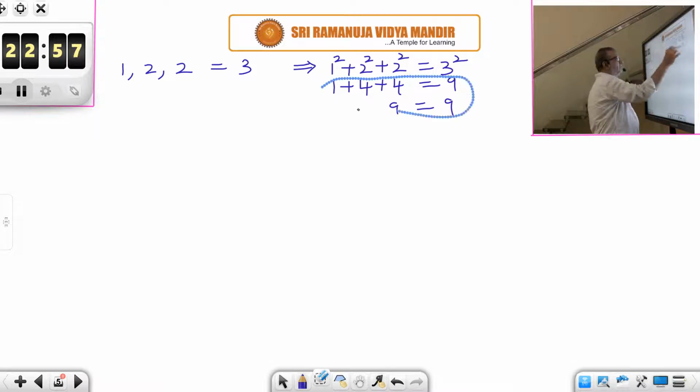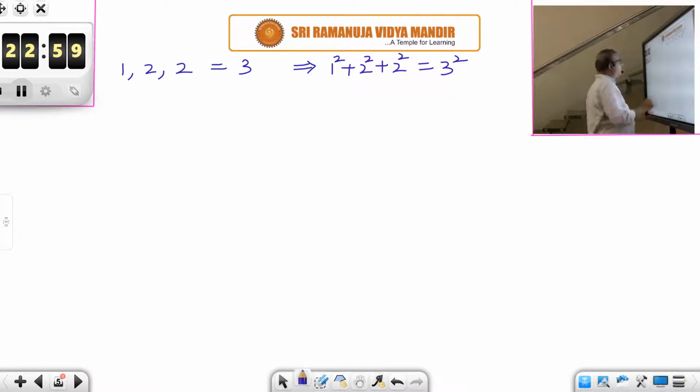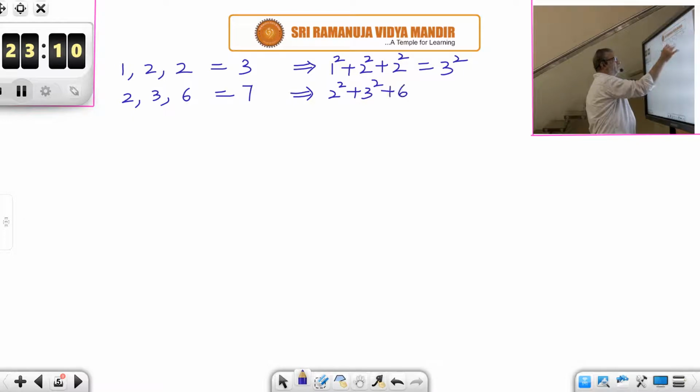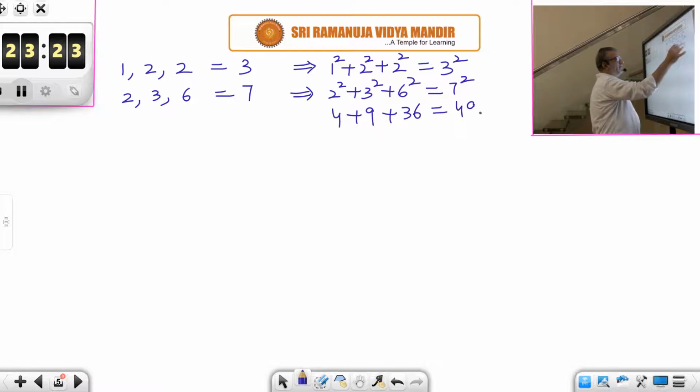Next one is 2, 3, 6 is equal to 7. Means 2 square plus 3 square plus 6 square is equal to 7 square. Is it correct or wrong? Let us see. 2 square is 4, 3 square 9, 6 square 36, 7 square 49. 36 plus 4 is 40, 40 plus 9 is 49. Okay, this is also correct.